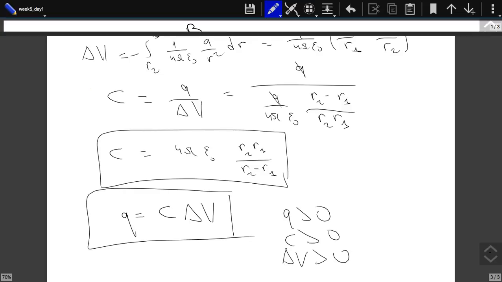We have the conductors. We put some charges on the conductors. They create an electric field and hence a potential difference between these two conductors. If you calculate or measure this potential difference, you will see that it will be proportional to the charge that you put on the conductors. And that proportionality constant will not depend on how much charge you put. That proportionality constant is what we call the capacitance of the system as a whole.